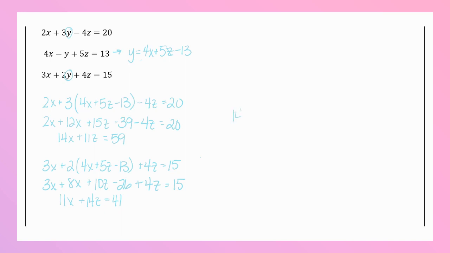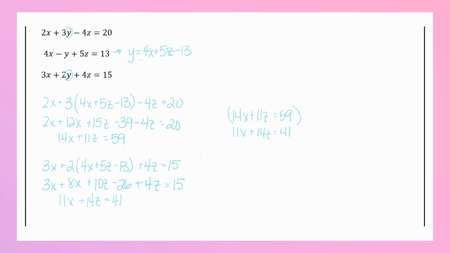I have 14x plus 11z equals 59. And I have 11x plus 14z equals 41. I need to solve this system for either x or z, and it doesn't matter. Again, pick one, okay? So I'm going to pick z to eliminate, which means that I need to get my z's to be the same.